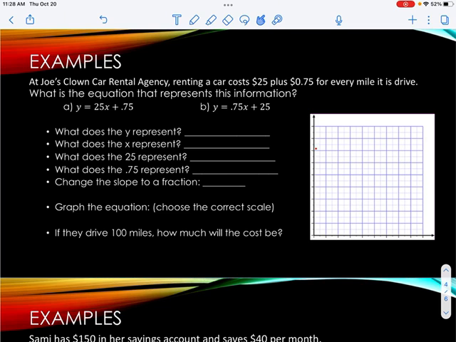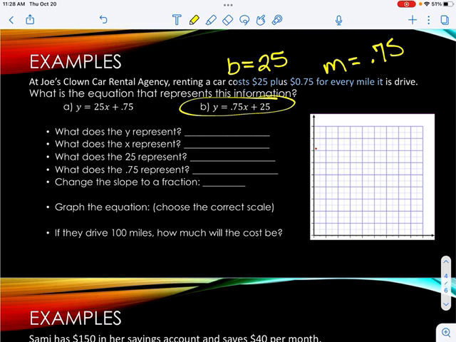If we look at the second one, at Joe's Clown Car Rental Agency, renting a car costs $25 plus 75 cents per mile. So the $25 is going to be my b, that's my starting amount. My slope, because this is how much it's changing, is 75 cents. So y equals mx plus b, and the equation I'm going to be dealing with is letter B here. So y equals 0.75x plus 25.